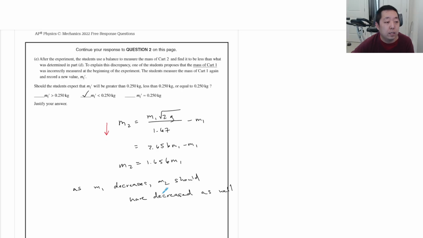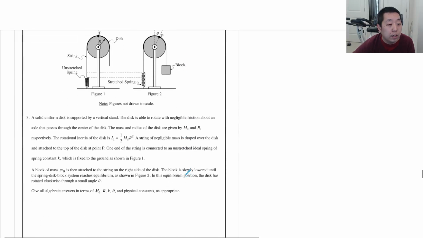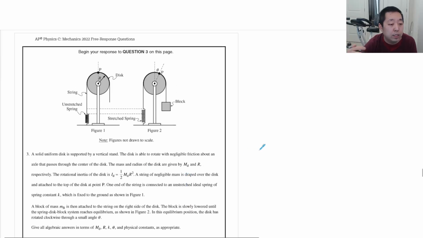Okay, that's the dependency that I'm talking about there. Okay, cool. All right, number 3, we have a solid uniform disc supported by a vertical stand. The disc is able to rotate with negligible friction by an axle that passes through the center of the disc. The mass and radius of the disc are given by M_D and R respectively. The rotational inertia is given by this.